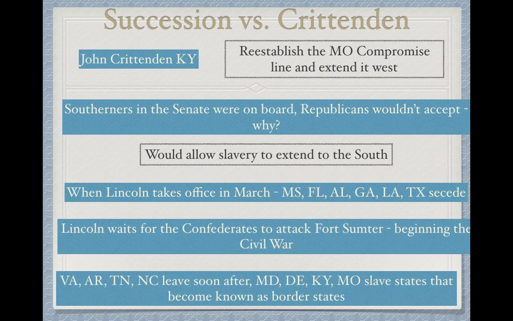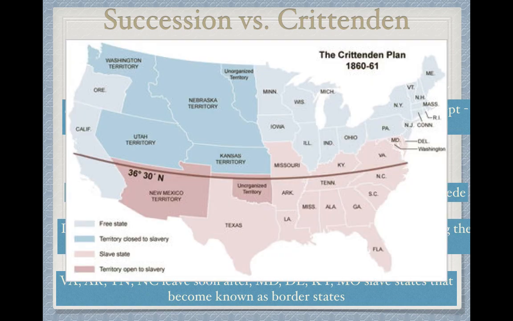Lincoln comes to office in March. That's going to prompt even more states to secede, reference back to that map with the dates. And Lincoln is going to wait for the Confederates to be the ones to attack Fort Sumter, and at that point, the Civil War will begin. So there needs to be a military provocation in his mind, and that is it. And then again, it lists other states who secede after the attack on Fort Sumter, and then slave states that become known as those border states.